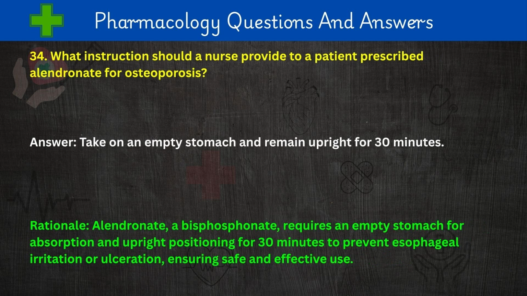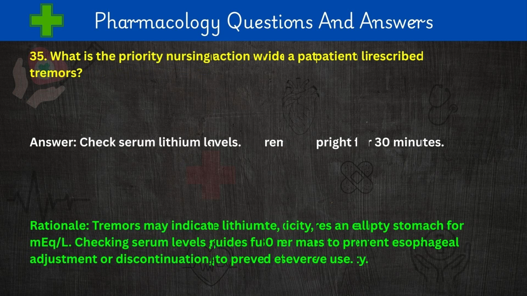34. What instructions should a nurse provide to a patient prescribed alendronate for osteoporosis? Answer: take on an empty stomach and remain upright for 30 minutes. Rationale: alendronate, a bisphosphonate, requires an empty stomach for absorption and upright positioning for 30 minutes to prevent esophageal irritation or ulceration, ensuring safe and effective use.